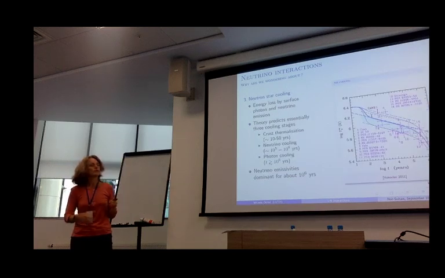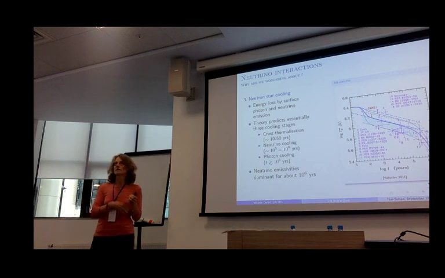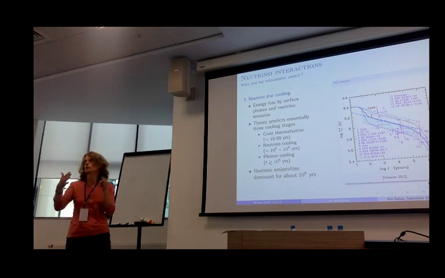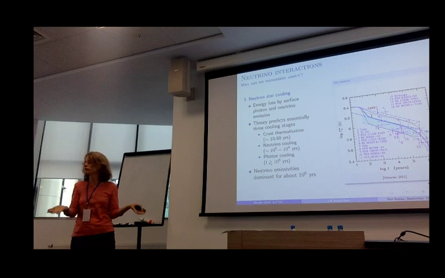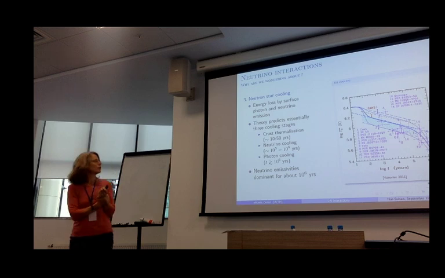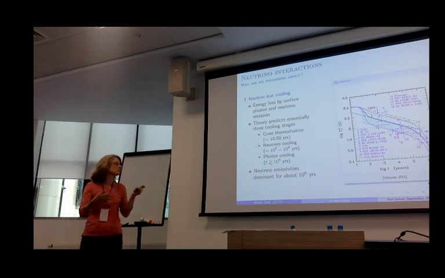Fourth point: if you look at older neutron stars, neutron star cooling is still dominated by neutrino emission for a very, very long time. In principle, you have energy loss by neutrino and photon emission, but neutrino emission is the dominant source of energy loss for a very long time, about, say, millions of years.